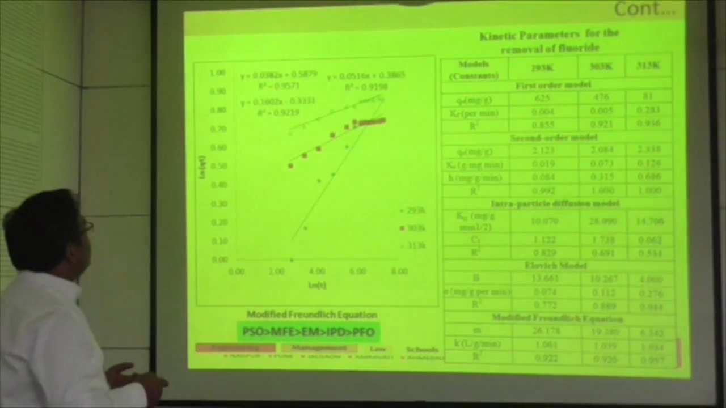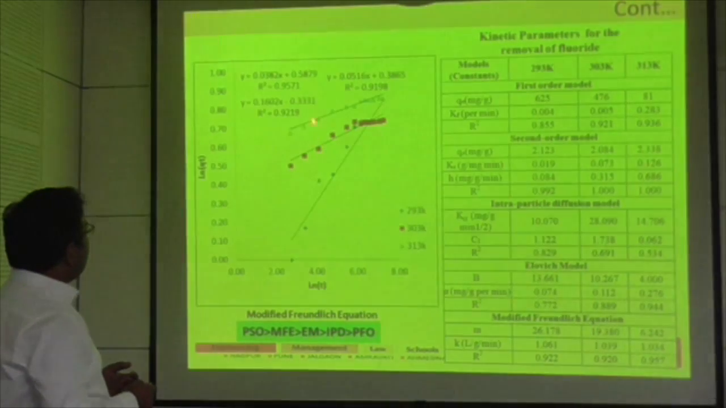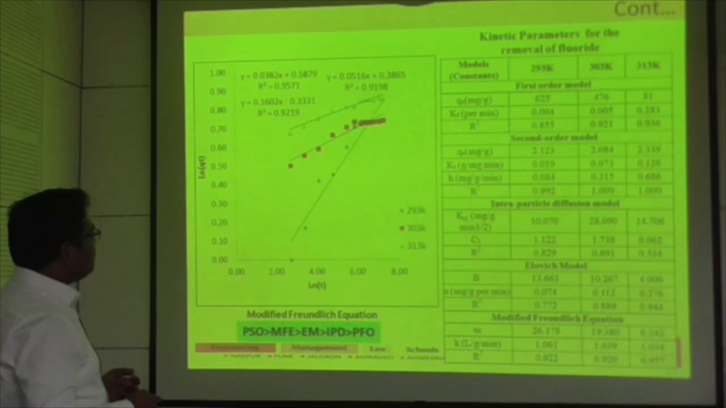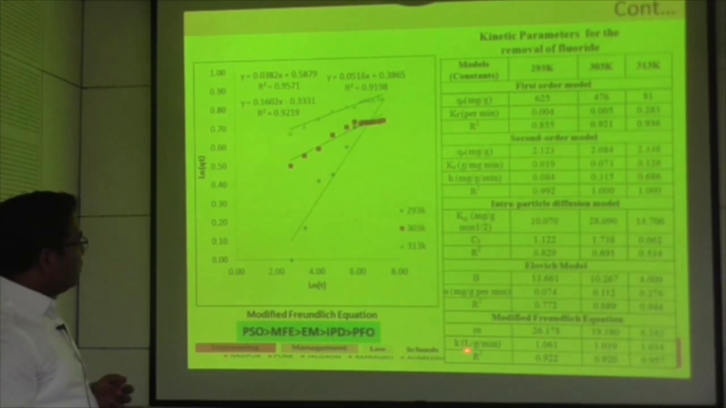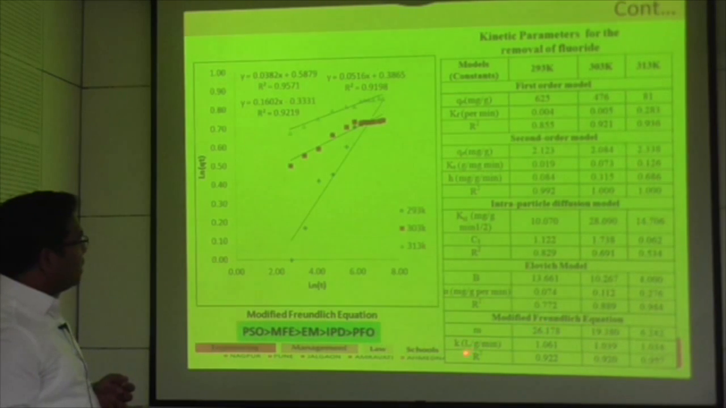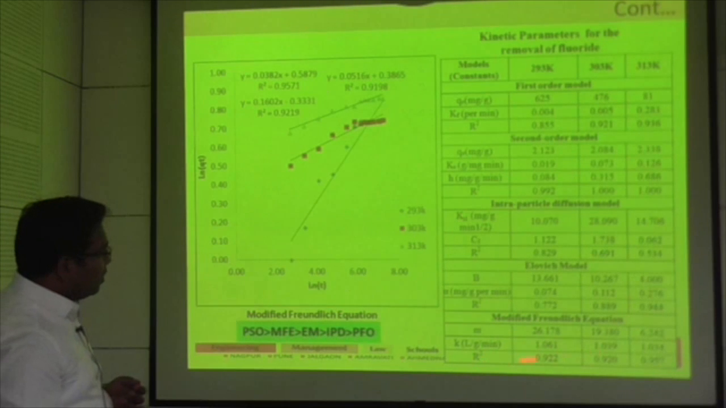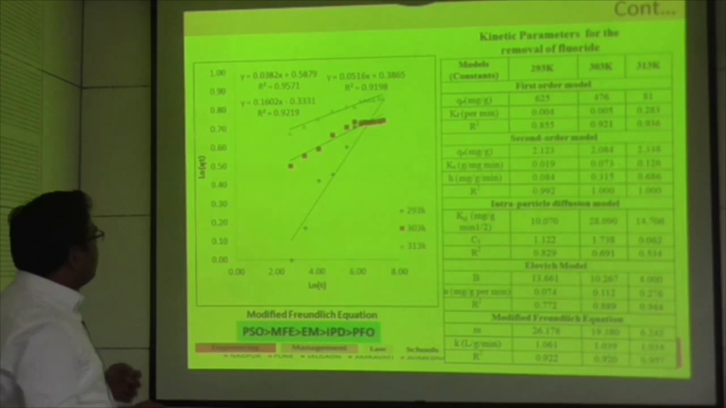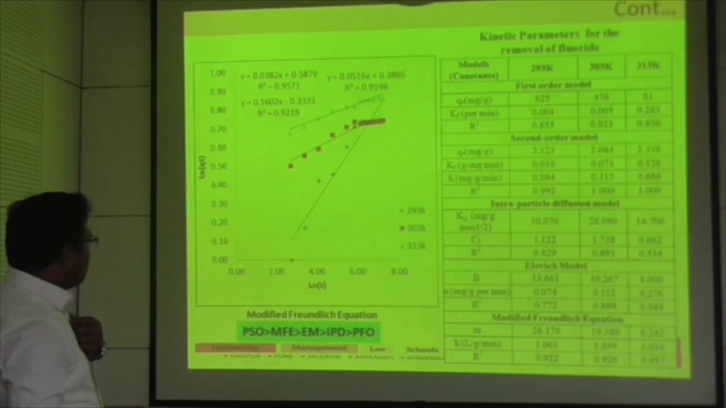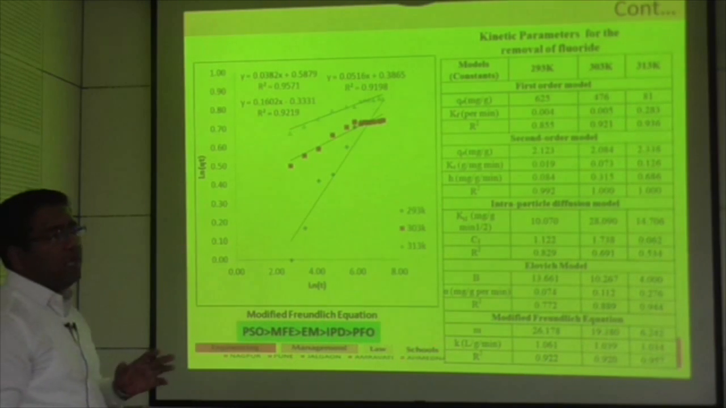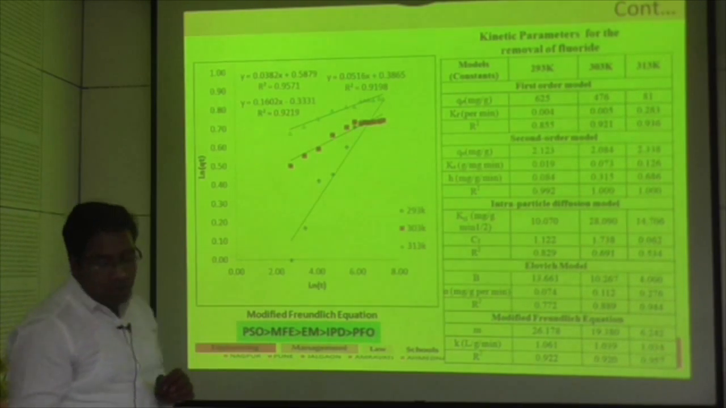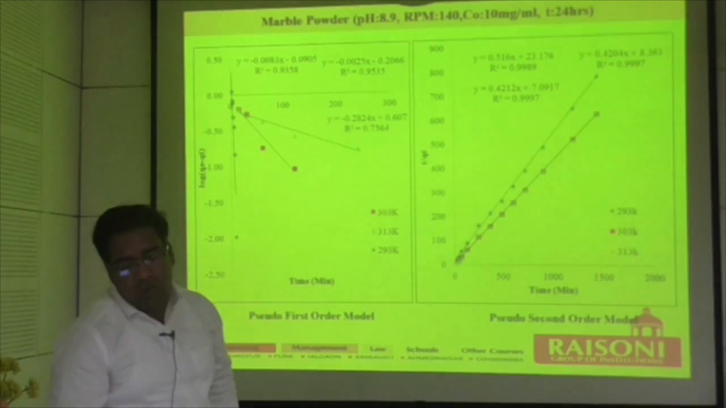Then the modified Freundlich equation. Here the R square value is like this. From this, the thickness of the boundary layer is obtained, and K the rate constant is obtained. From this we can say that first order is not obeying. Other than that, somehow they are obeying those models. The data is obeying those models.